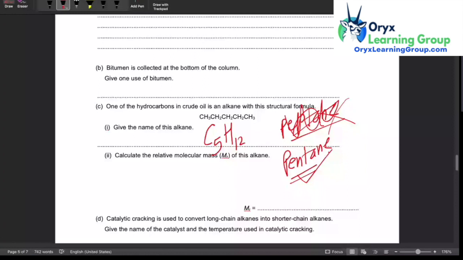So make sure that you remember: 1 is methane, 2 is ethane, 3 is propane, 4 is butane, 5 is pentane, 6 is hexane, 7 is heptane, 8 is octane, 9 is nonane, and 10 is decane. Remember this. Then calculate the relative molecular mass of this alkane. This is simple. You have the formula with you. Calculate the molecular mass.